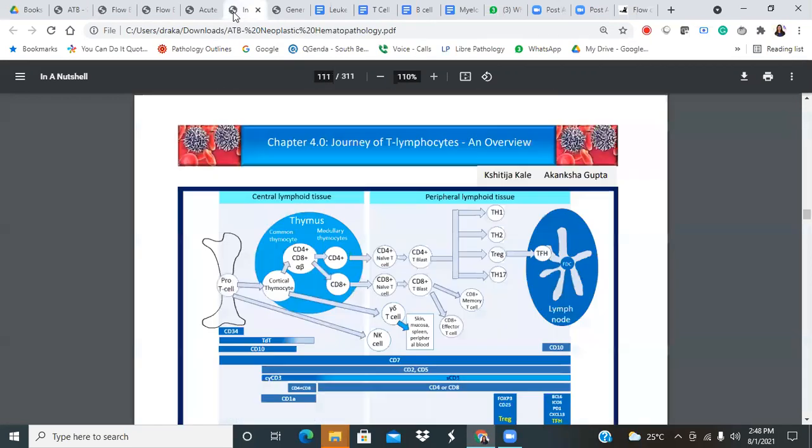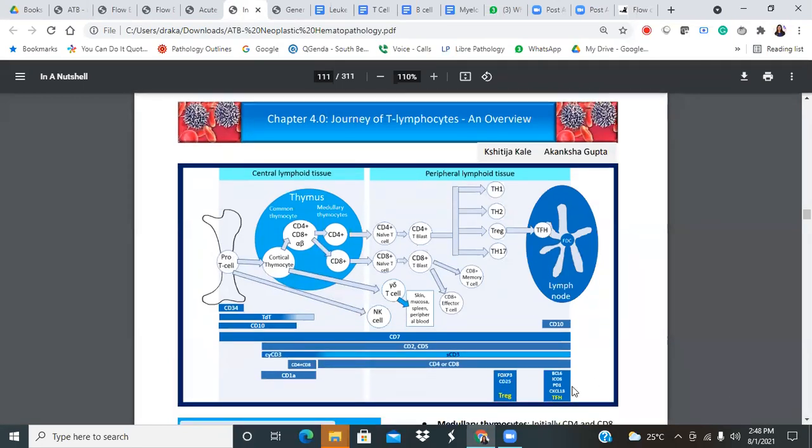So this, we already saw this over here, right? The T regulatory cells and TFH that we were talking about, the TFH having CXCL13, PD1, ICOS, BCL6, and CD10, and the T regulatory having CD25, FOXP3.